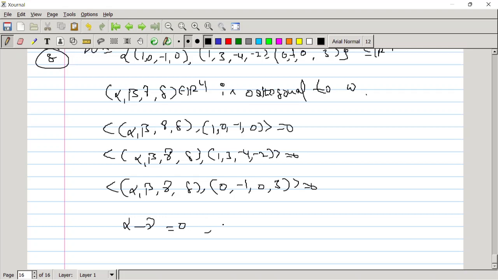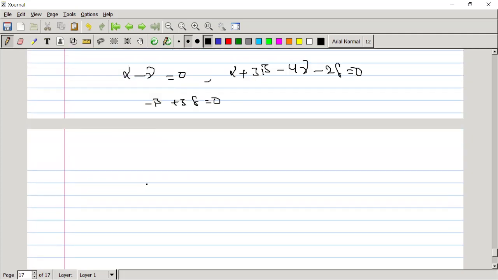Second one: alpha plus 3 beta minus 4 gamma minus 2 delta equal to 0. Third one: minus beta plus 3 delta equal to 0. So from this we get alpha equal to gamma, beta equal to 3 delta.